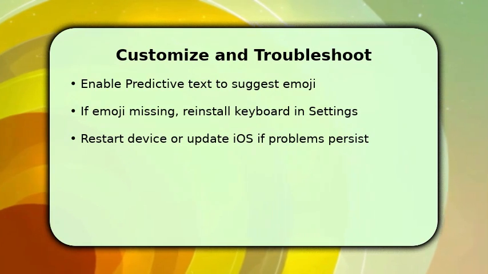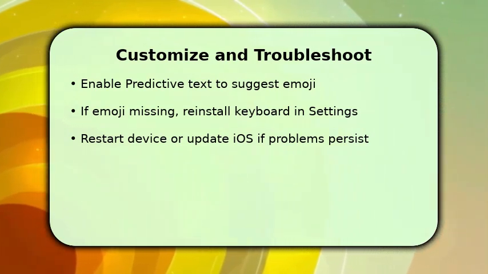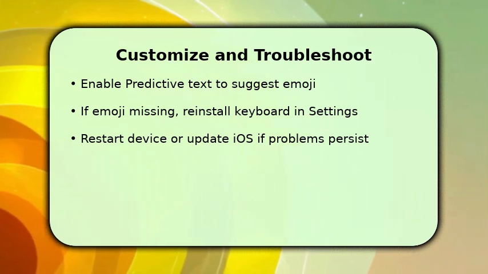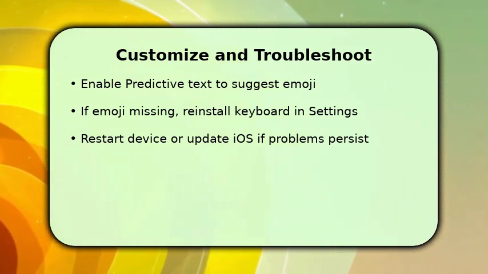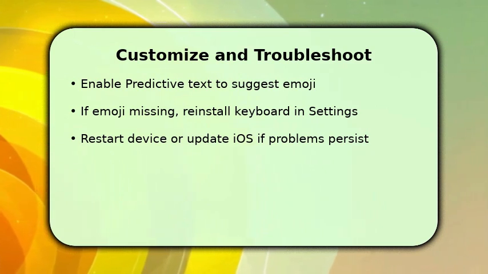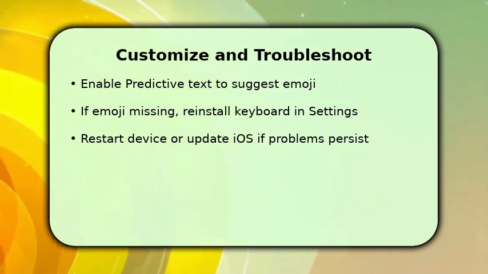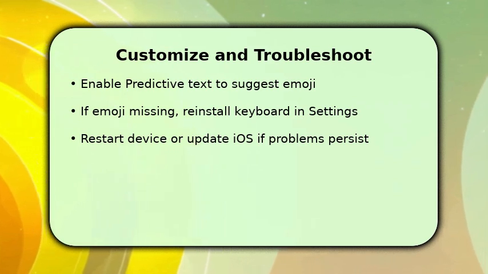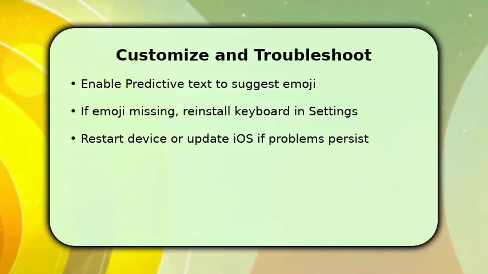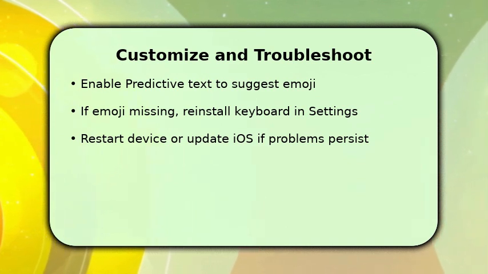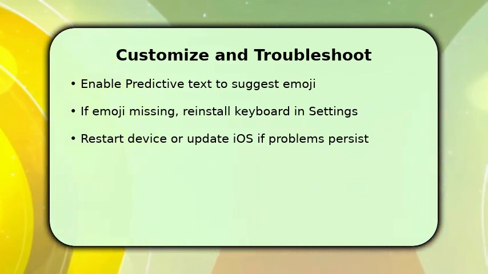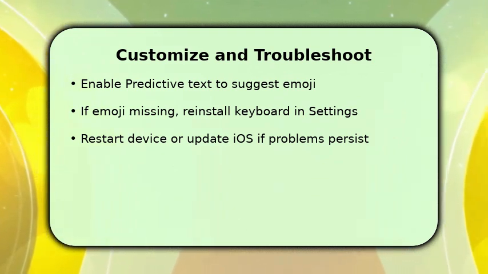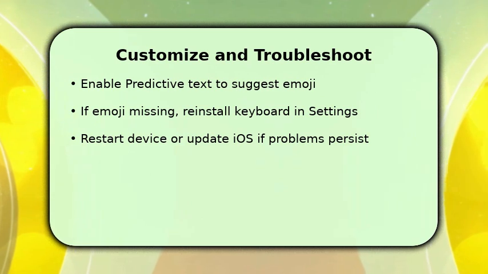Finally, customize and resolve common issues to complete setup. You can enable predictive in keyboard settings so emoji suggestions appear as you type. This speeds selection. If the emoji keyboard disappears, remove and re-add it via Settings keyboard or restart your iPhone if keys act up. Make sure your iOS is up to date because some emoji require newer versions. If problems persist, reset Keyboard Dictionary as a last resort to clear conflicting settings and restore normal behavior.